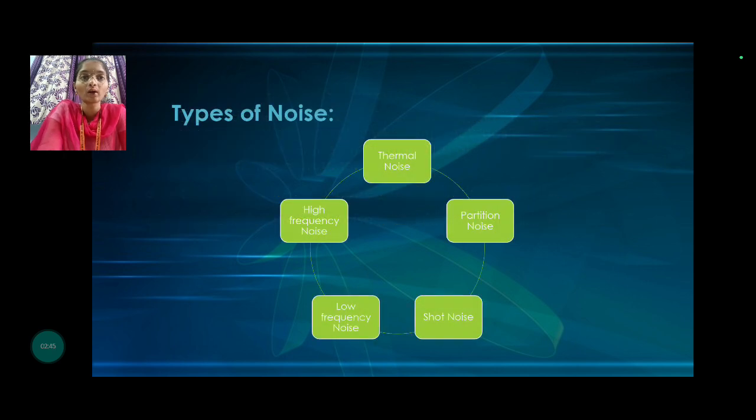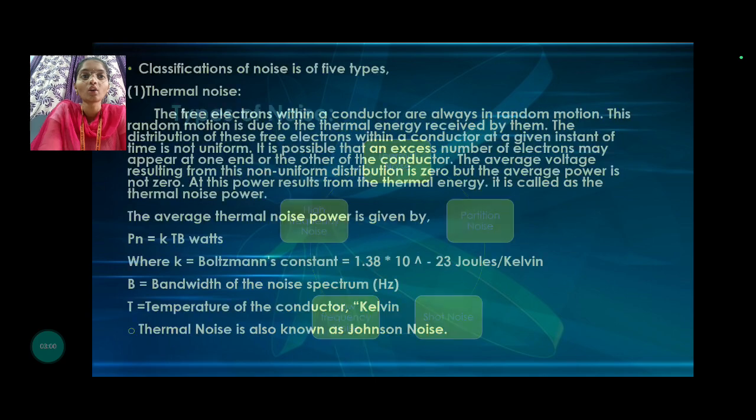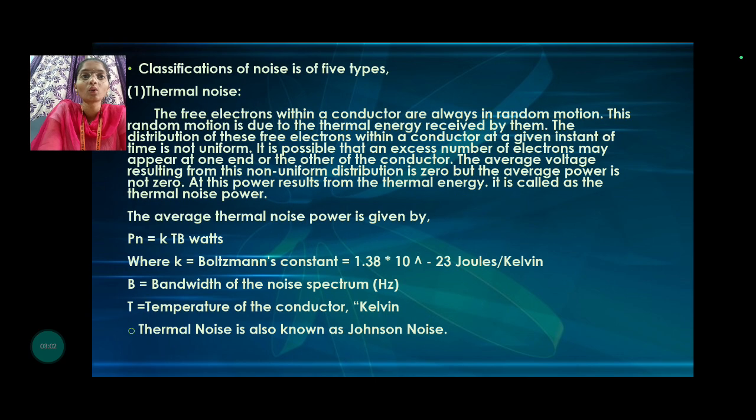Now we have completed the sources of noise, and let us know the types of noise. There are five types of noise: thermal noise, partition noise, shot noise, high frequency noise, and low frequency noise. Let us know the classification of noise, which is of five types.